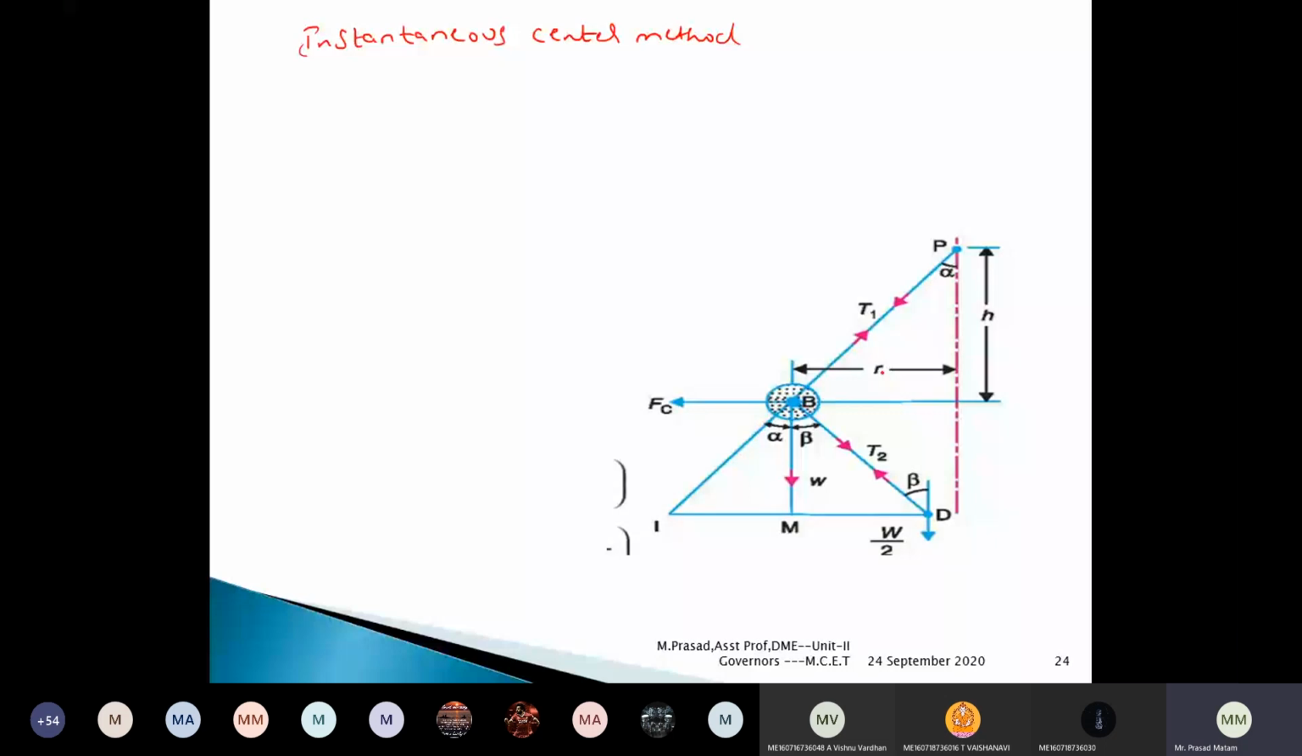This is the ball. Acting on the ball on the left side we have the centrifugal force F, and small w is the weight of the ball, which is acting downwards. Similarly, on the sleeve we have the total load acting on the sleeve. But we are considering only one portion of the sleeve, that is the left side portion, which means only half of the load is acting. That's why I'm writing it as W by 2 at the point where it is acting.